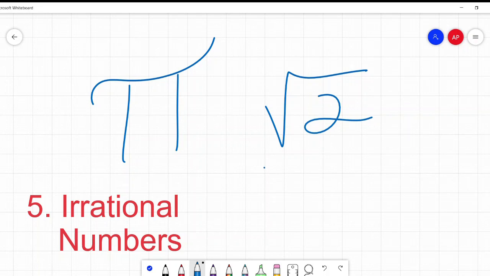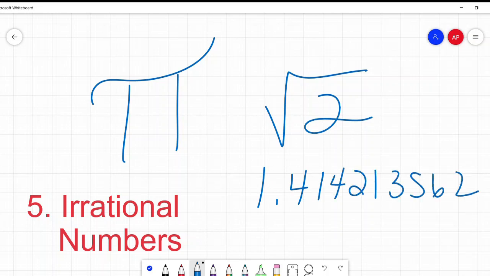If you put that in your calculator, you're going to get 1.414213562. It just keeps on going. It's very irrational. A lot of your square roots, like the square root of 7, are going to be irrational numbers. Okay, so those are our broad definitions.